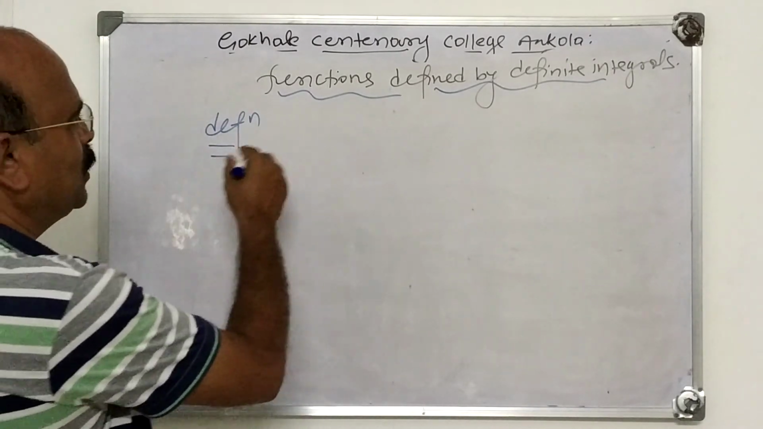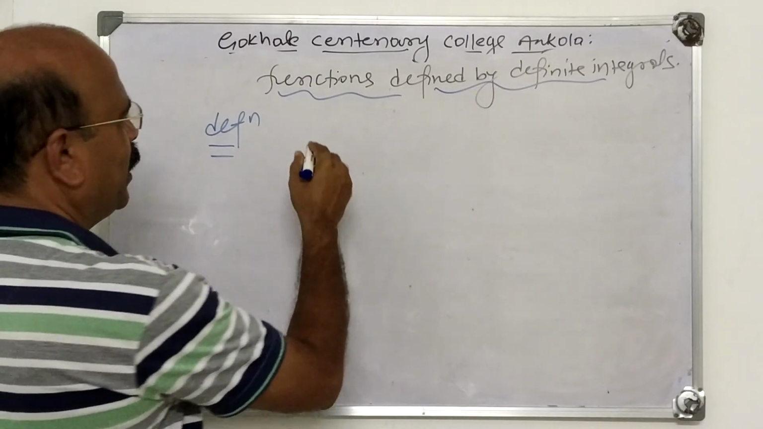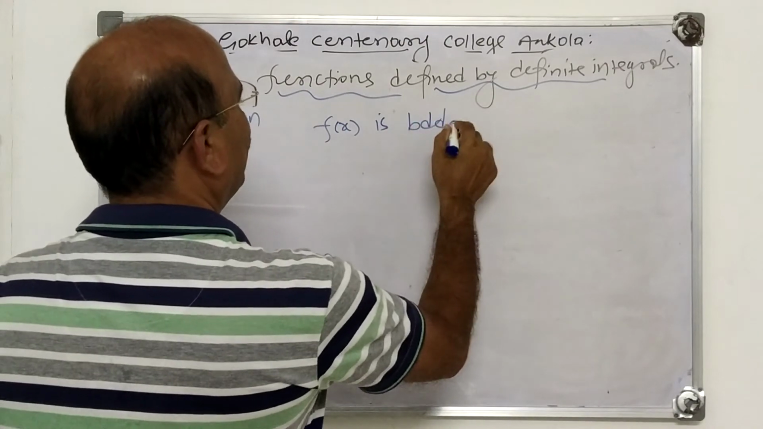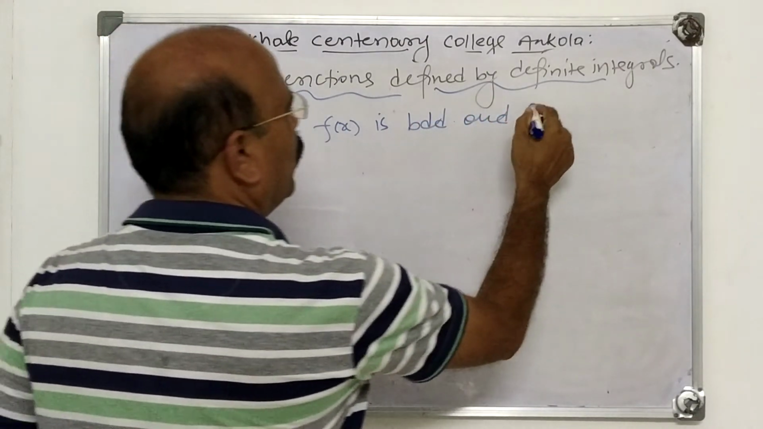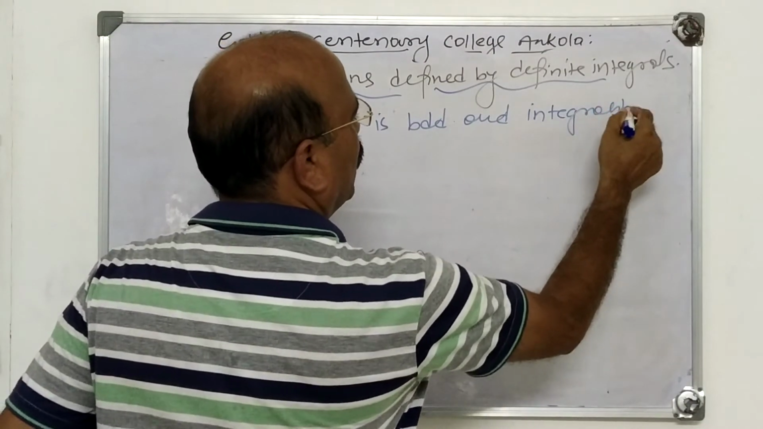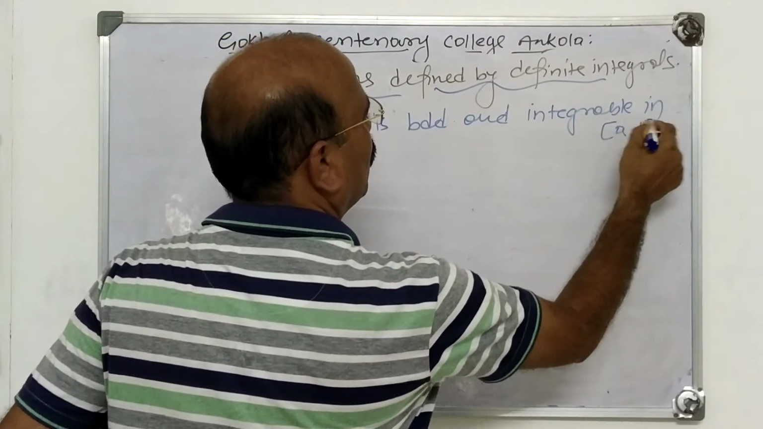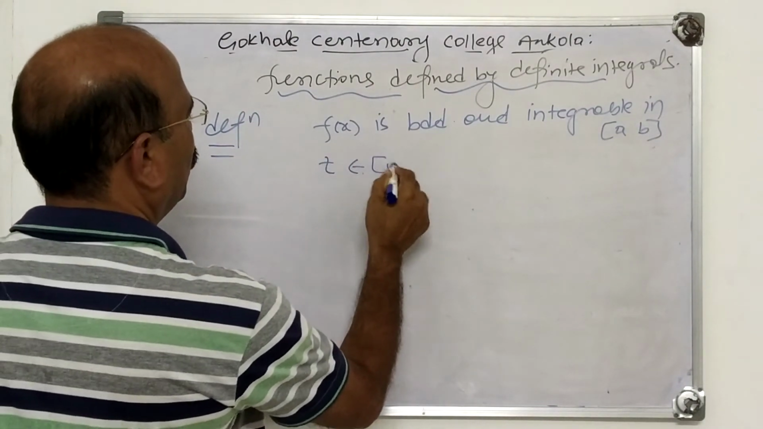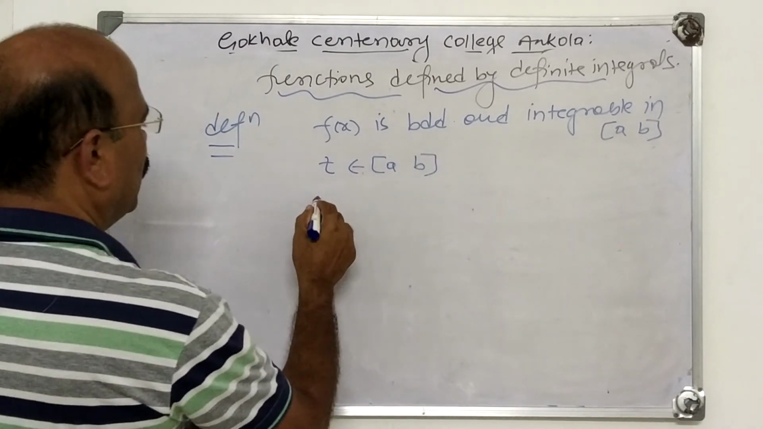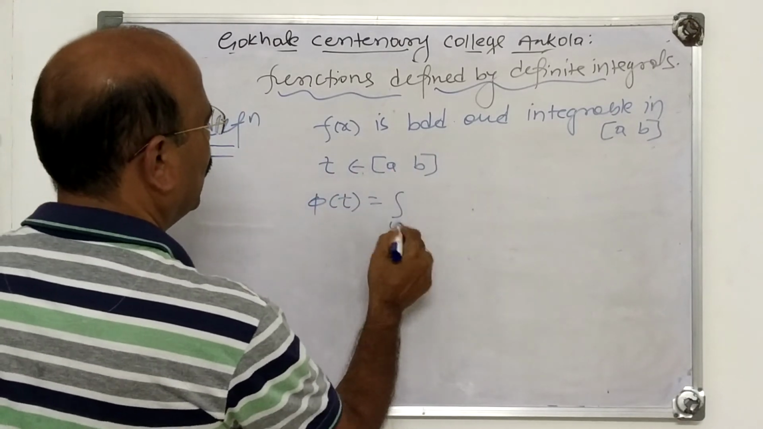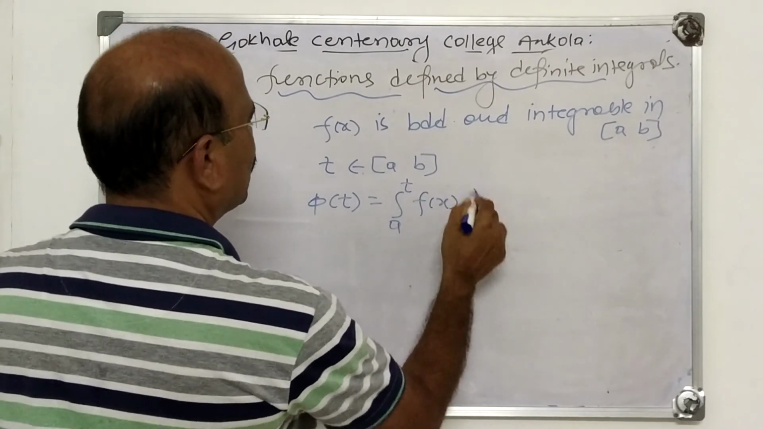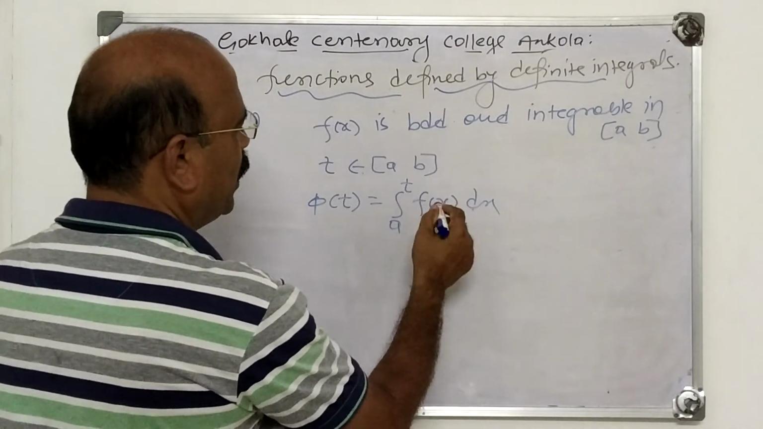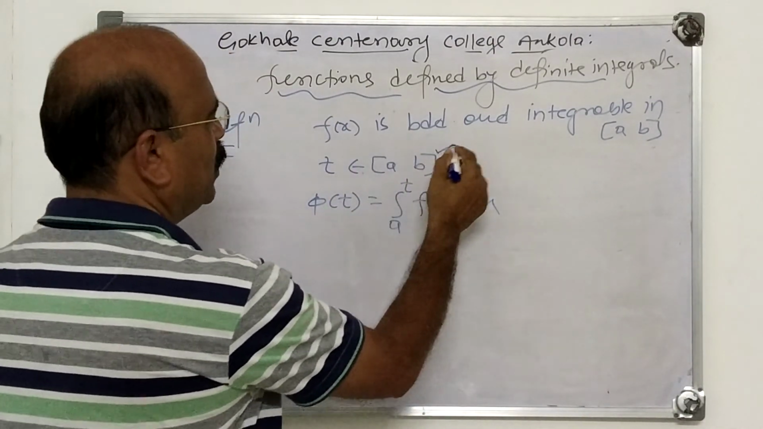What is the definition? Functions defined by definite integrals. Now, suppose f(x) is bounded and integrable in the closed interval [a, b]. Now, suppose t belongs to [a, b]. We write φ(t) = integral a to t of f(x) dx, where t may be any point belonging to [a, b].